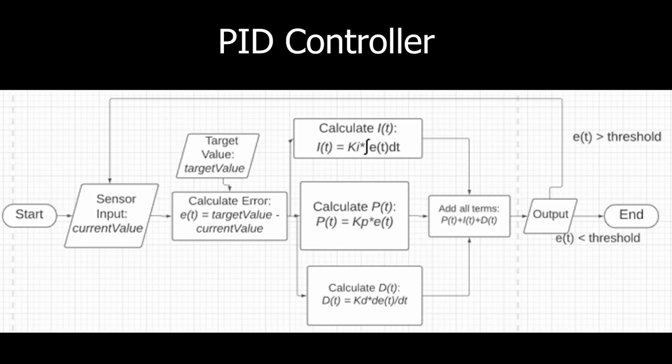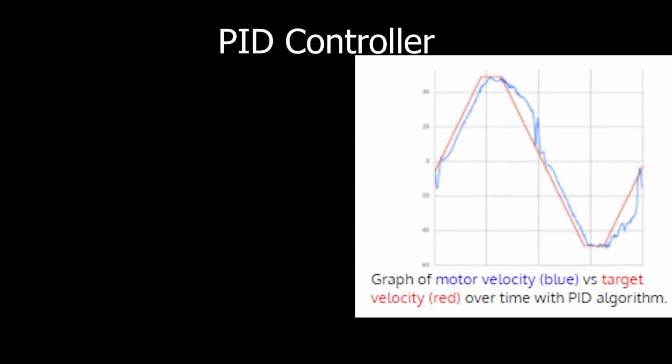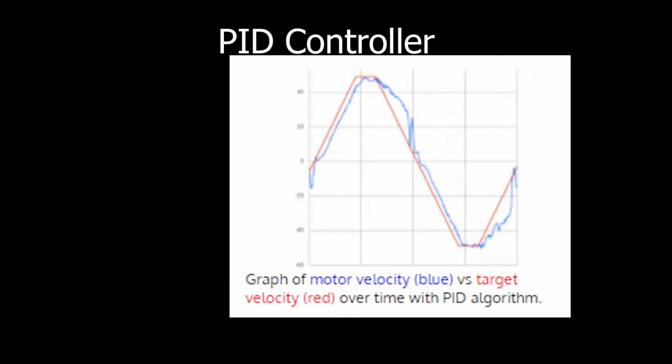PID controller. A proportional integral derivative controller, or PID, is an error mitigation controller in which the closer you get to the target value, the slower you are able to approach it. This helps prevent overshooting and keeps the system where we want it to be. We use this controller to keep our shooter velocity consistent.